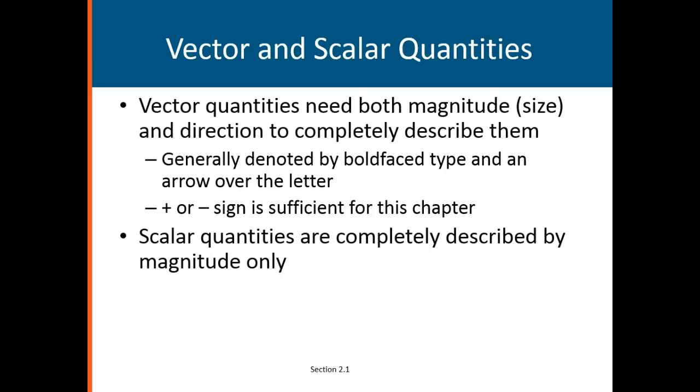Since this chapter is dealing with only one-dimensional motion, we can indicate our motion by plus if it's going that way, minus if it's going this way. Plus if it's going up, minus if it's going down. Since we're only dealing with one-dimensional motion, a plus or minus is going to be our directional part of the vector quantity. Okay? Scalar quantities are completely described by magnitude only, and typically they're always positive.